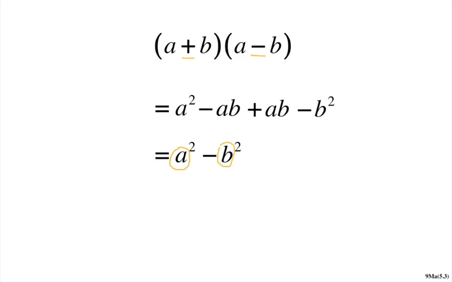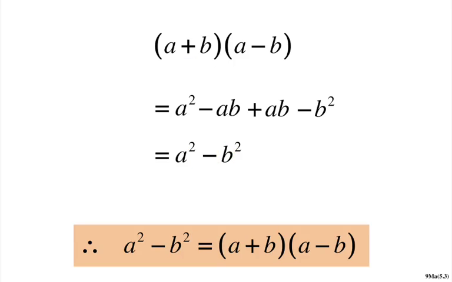It doesn't matter whether the first bracket was minus and the second bracket was plus, or vice versa. So I could have also had it like this: A minus B, A plus B. That could have also been the way it factorised. So let's try doing some questions.